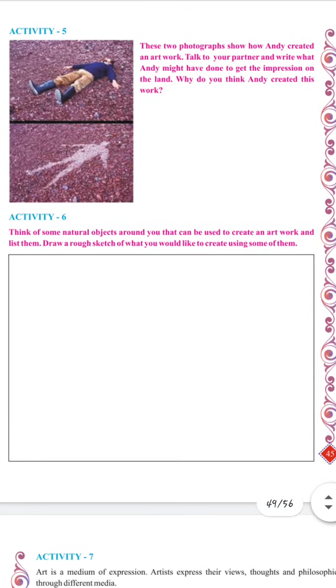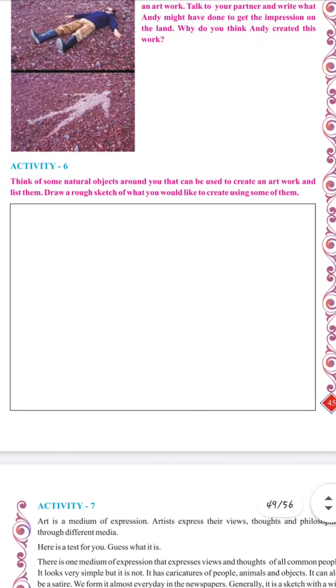Now here also in the activity number 6, a box is given to you, and you will have to use the natural objects which you can find around yourself so that you can create an artwork. Also you have to list them. So this is your homework for today. You have to think and you have to draw the sketch into your own textbooks. If you find it difficult to draw in the textbook, you can draw it in the notebook.